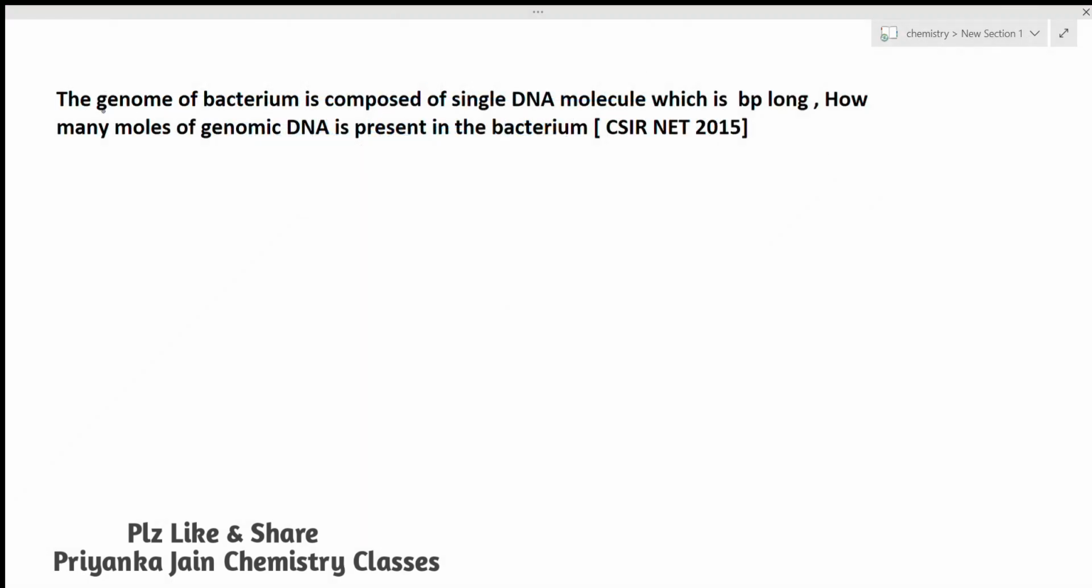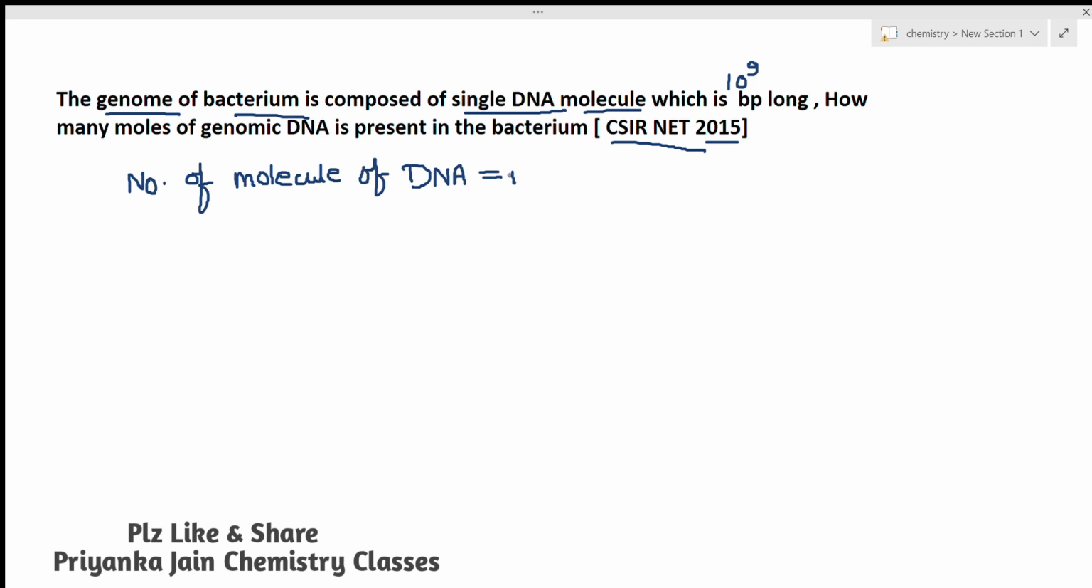We have given here the genome of a bacterium is composed of a single DNA molecule, which is 10 to power 9 bp long. How many moles of genomic DNA is present in the bacterium? And this question was asked in CSIR NET 2015 question paper. See here, the bacterium is composed of a single DNA. It means the number of molecules of DNA is 1. We have given only one molecule, right?